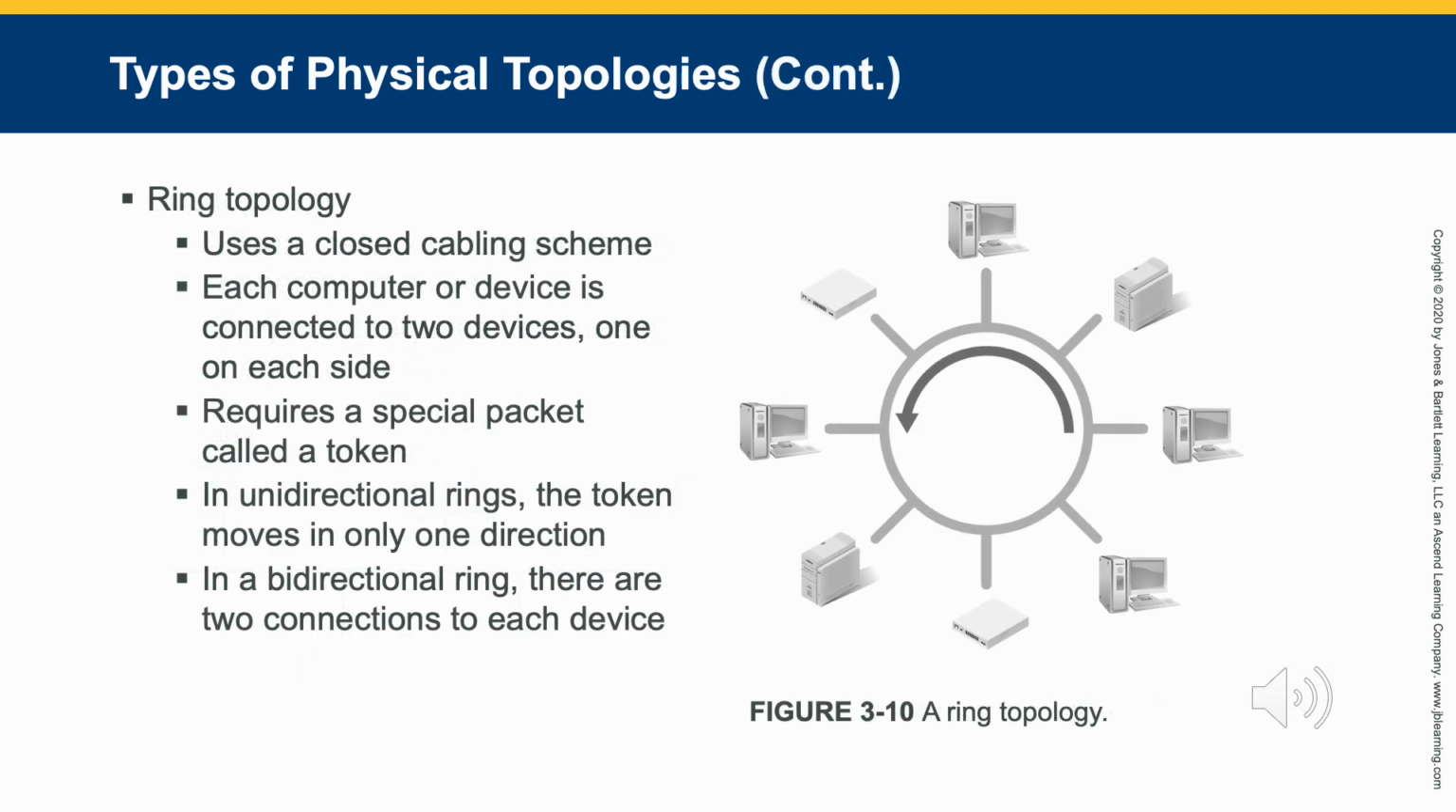Ring topology uses a closed cabling scheme. Each computer or device is connected to two devices, one on each side. It requires a special packet called a token. In unidirectional rings, the token moves in only one direction. In a bidirectional ring, there are two connections to each device. This is an older type of technology. It is called token ring. It is not used today.